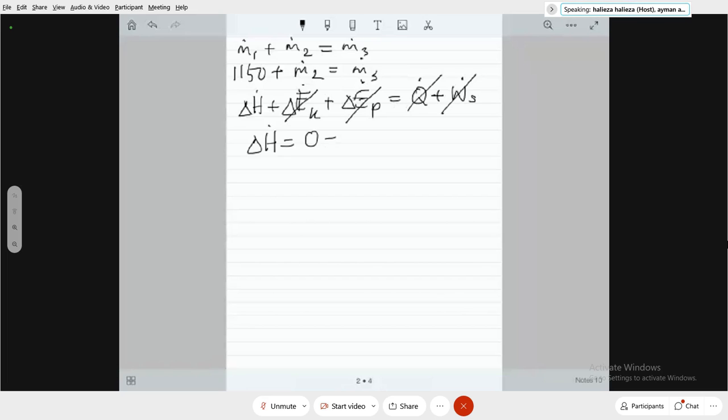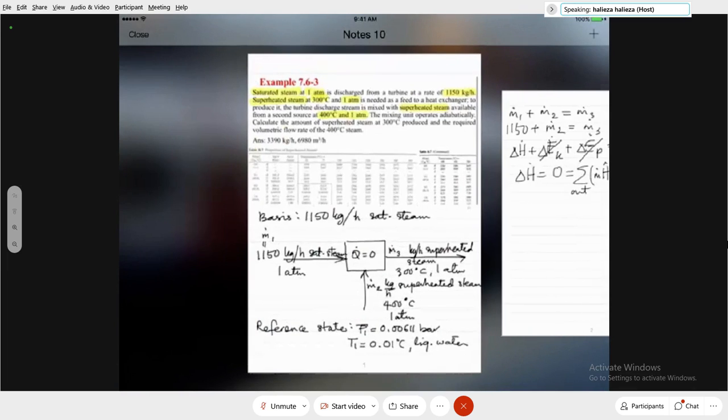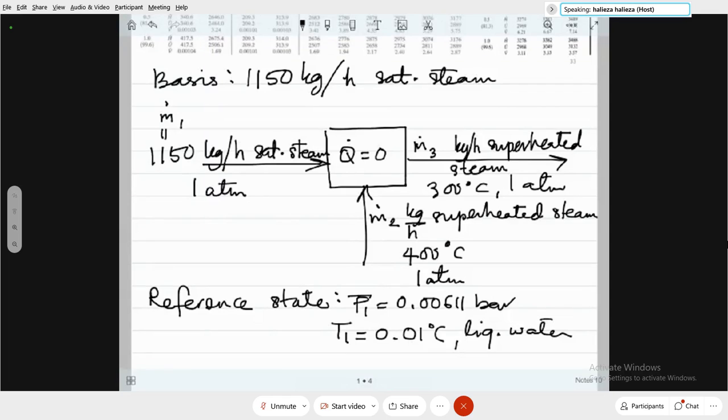Again, the change in enthalpy for an open system is out minus in, with your mass flow rate times the specific enthalpy. You can use the steam table and tabulate it, just like what we did just now, or you can write the enthalpy from the steam table on the block diagram. It's up to you. If you want it in table form, you can do that.